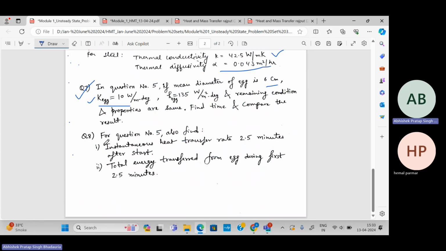Now the last problem of this problem set, that is problem 8. For question number 5, also find the instantaneous heat transfer rate 2.5 minutes after start. And the second one is the total energy transferred from the egg during the first 2.5 minutes. This we have to determine now.